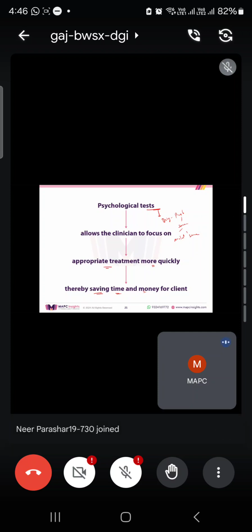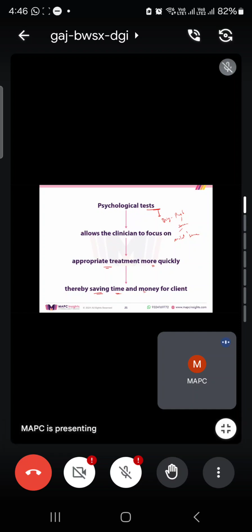Once the diagnosis is done by the clinical psychologist, he or she can start the treatment immediately. These tests are trustworthy, as we discussed, correct, and quick. So we can start the treatment immediately. That will save time and money, and obviously the problem will not deteriorate further. Immediate treatment can be started.